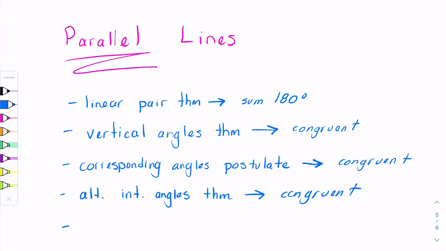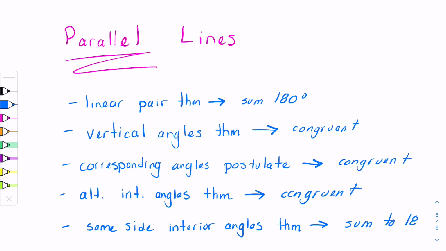And the last possibility for solving, so these are your options for solving. The last postulate or theorem is called the same side interior angles theorem. And the same side interior angles theorem tells you that the two angles sum to 180 degrees. And these are your only possibilities when solving for parallel lines. Now, naming is a different situation, like I mentioned, but for solving, you have 5 options to help you out.